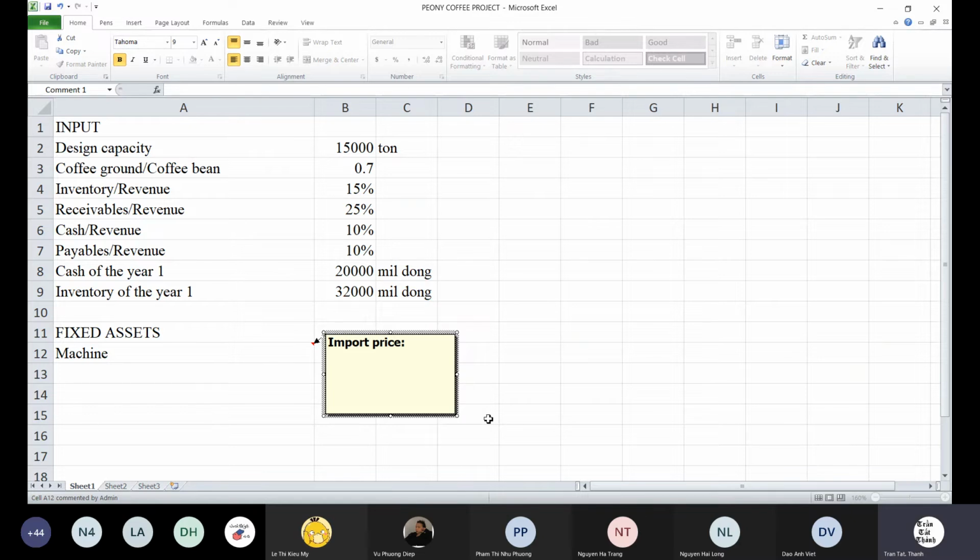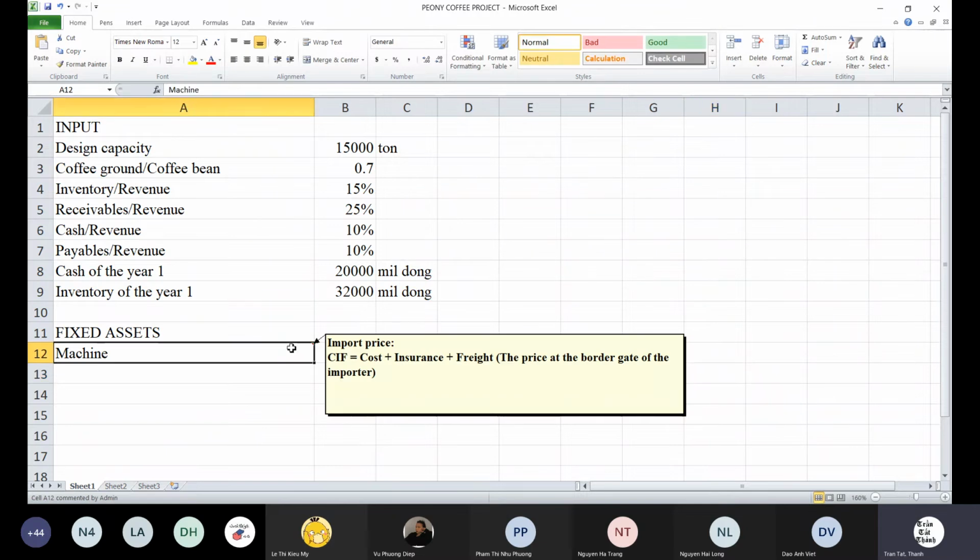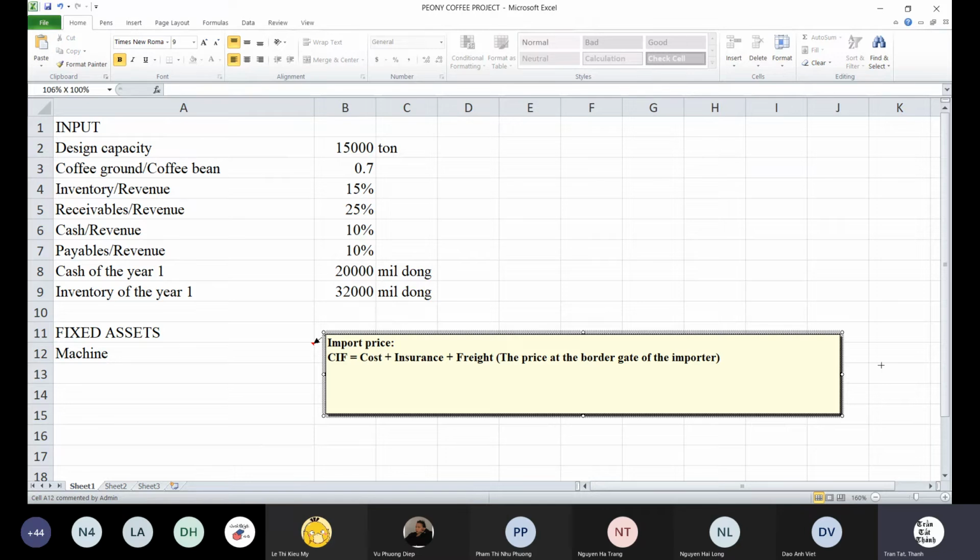The first one is the ship price, CIF, which equals cost plus insurance plus freight. That's the ship price. The ship price is the price at the border gate of the importer. For example, Vietnam imports something from China, then this price is going to be the price at the border gate of Vietnam.